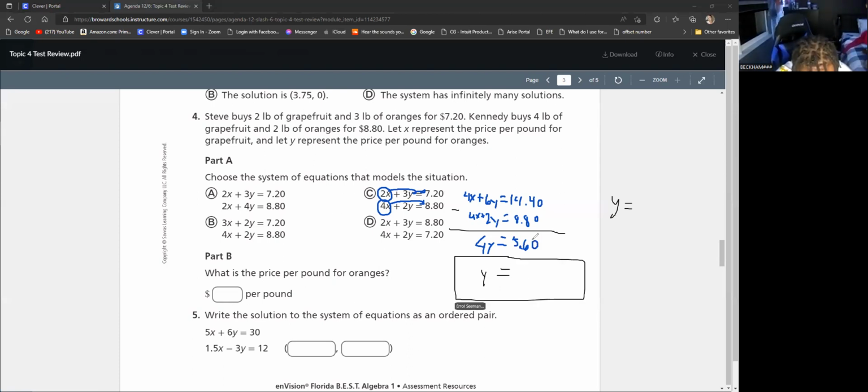Yeah, 1.4. See how many steps that was? 3 steps. What is the price per pound for oranges? $1.40 per pound. See how fast that was?